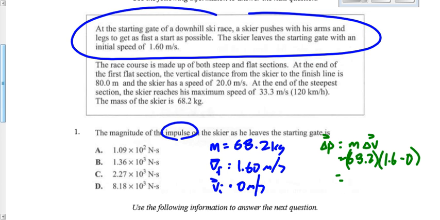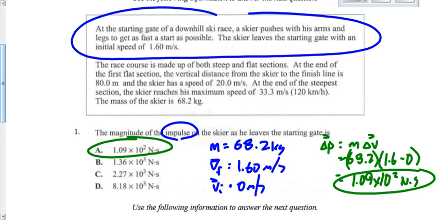The answer to that, when I do the math, works out to be 1.09 times 10 to the 2. The units that they give us are Newton seconds, but they could also have been given as not Newton seconds, but kilograms times meters per second. Good. Either one of those would be fine.